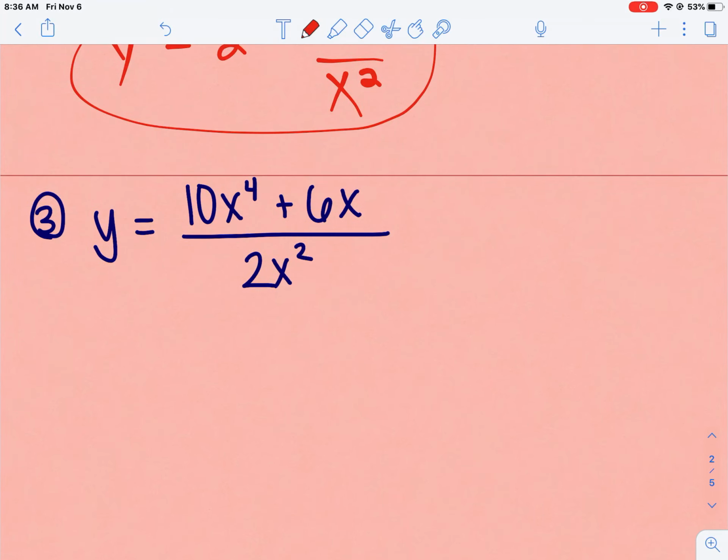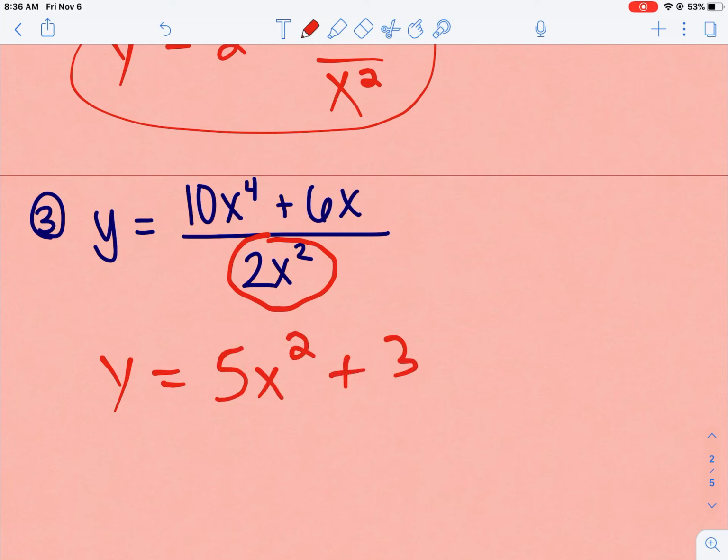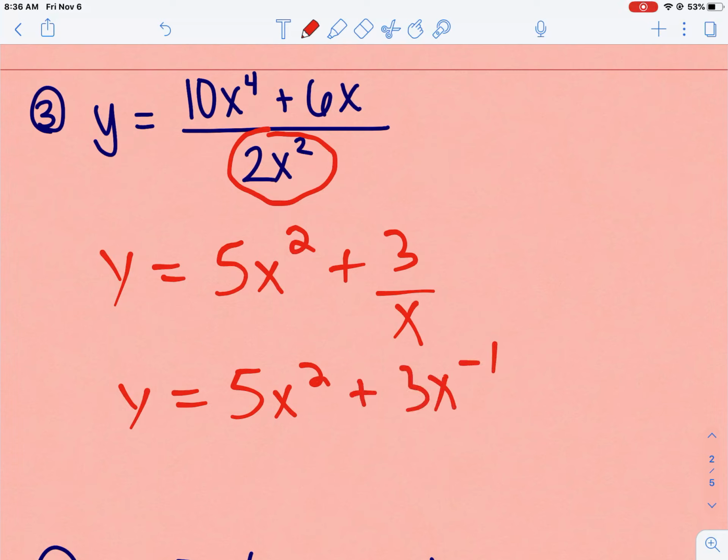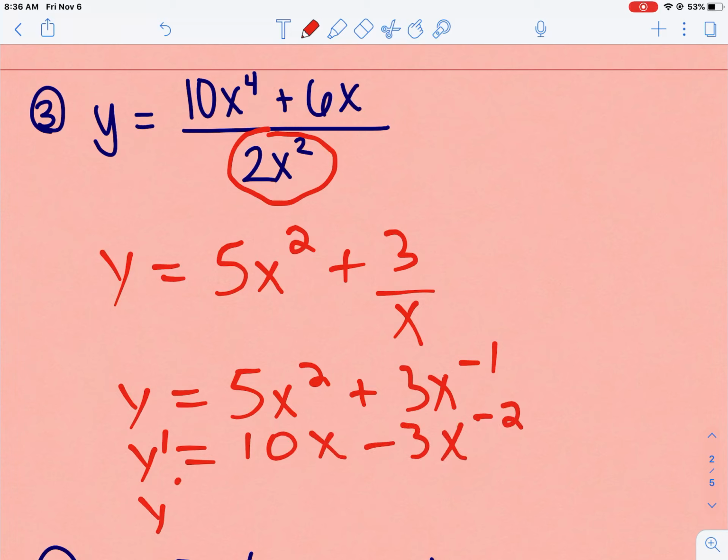Okay, next one. Again, division: you divide the denominator by each term in the numerator. So we get y equals 5x squared plus 3 over x. This is the same as y equals 5x squared plus 3x to the negative 1. Take the derivative, we get 10x minus 3x to the negative 2. So our final answer is 10x minus 3 over x squared.